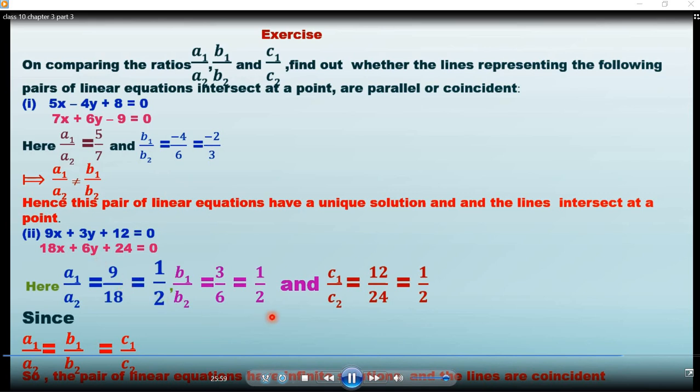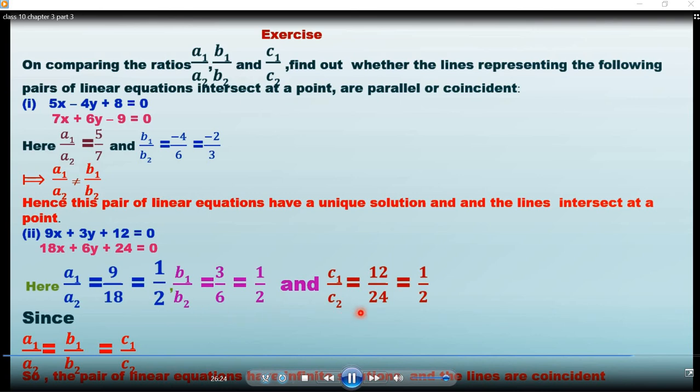Now in the second case, you see that A1 upon A2 is half, B1 upon B2 is half, and C1 upon C2 is also half. Here you have to take all the three, because here there can be one more option: C1 upon C2 might be equal, but there is also one condition where it might not be equal.